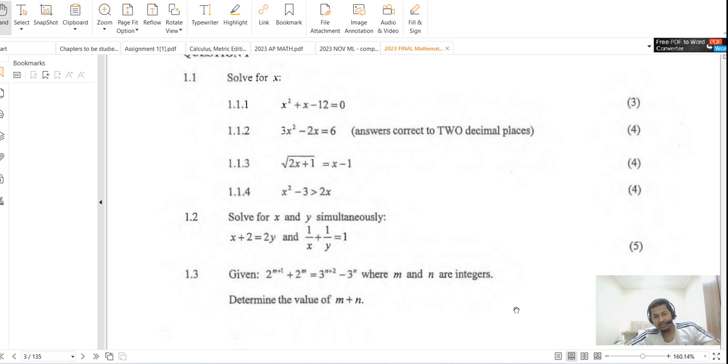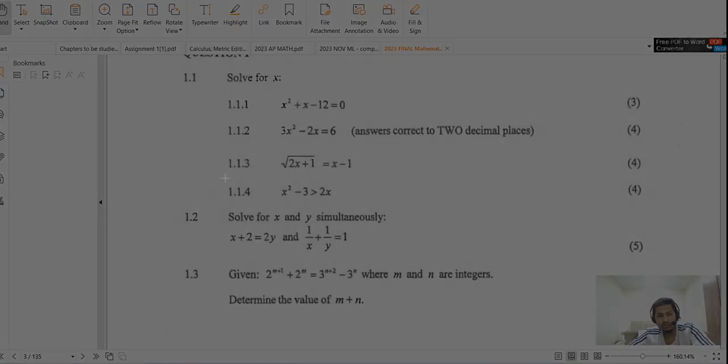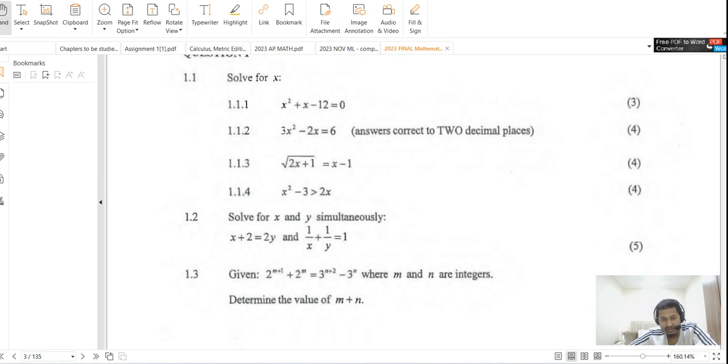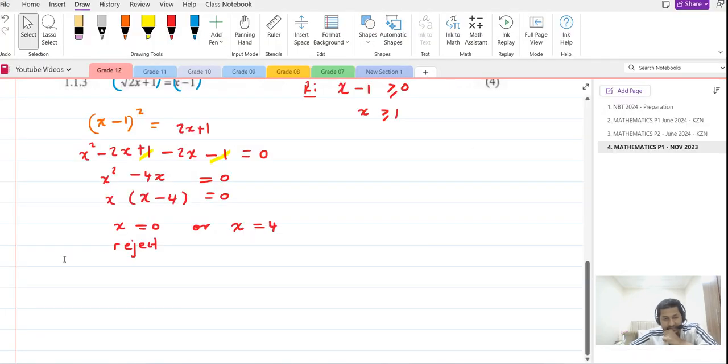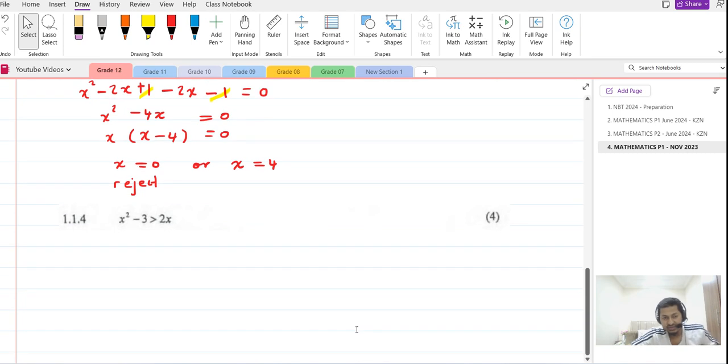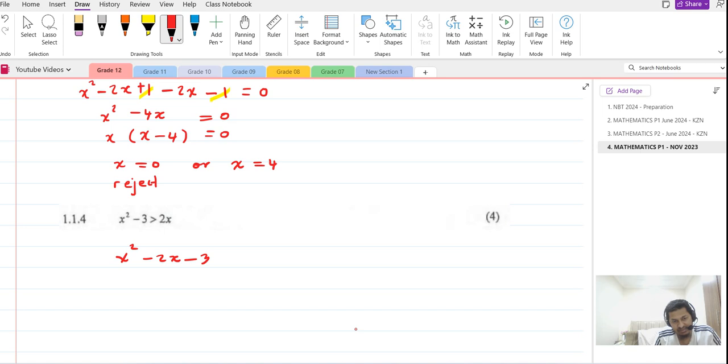Looking at the next question, 1.1.4, we can see a nice quadratic inequality here, and solving this quadratic inequality, we need to write it in standard form first, right? To write it in standard form, take the 2x over. So if I bring the 2x over, I will get x squared minus 2x minus 3 is greater than 0. We can factorize x, x greater than 0. Now remember, if it's an inequality, you need to write the answer in inequality notation, right? So we can use 3 and 1 to get minus 2. So minus 3 plus 1 will give me minus 2.